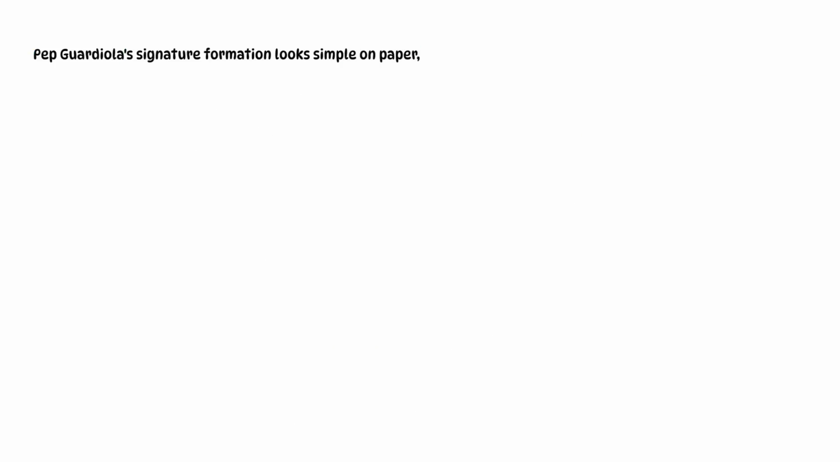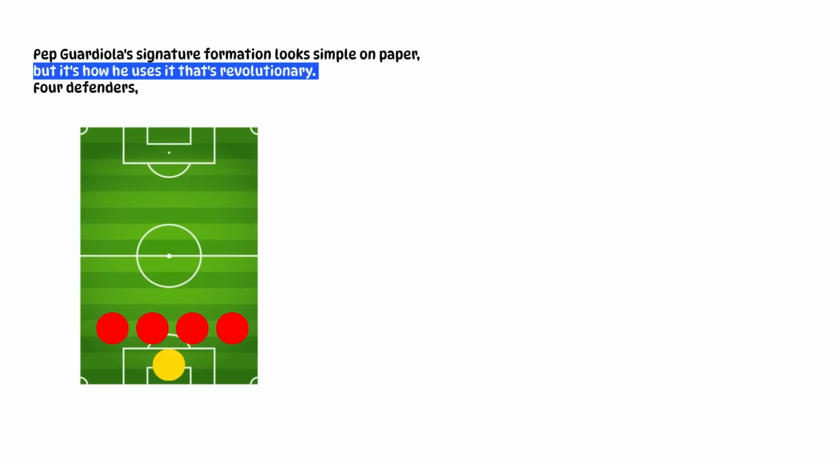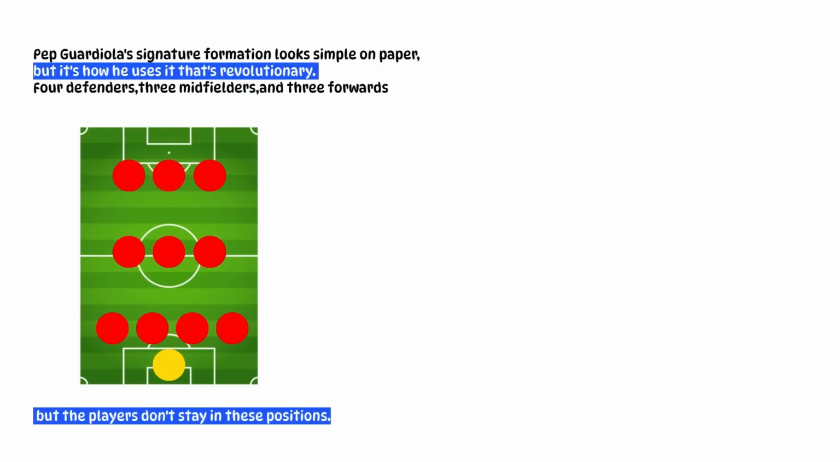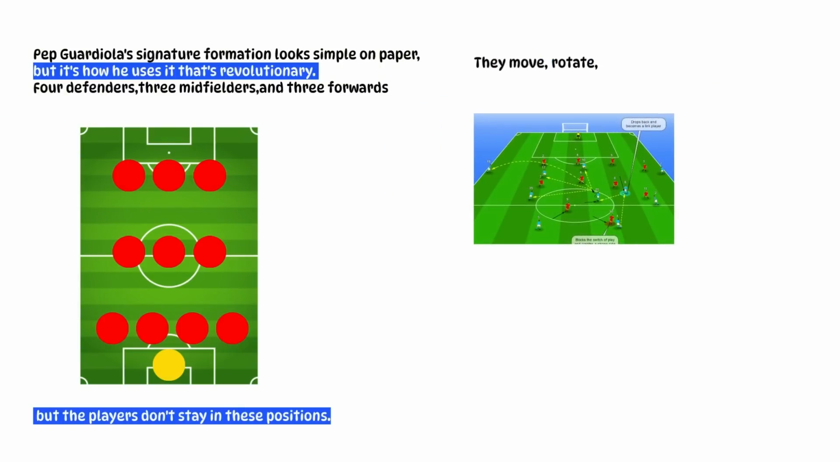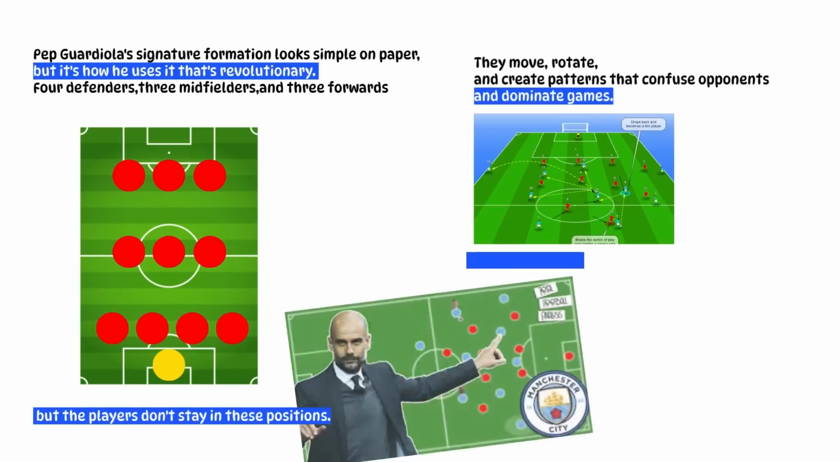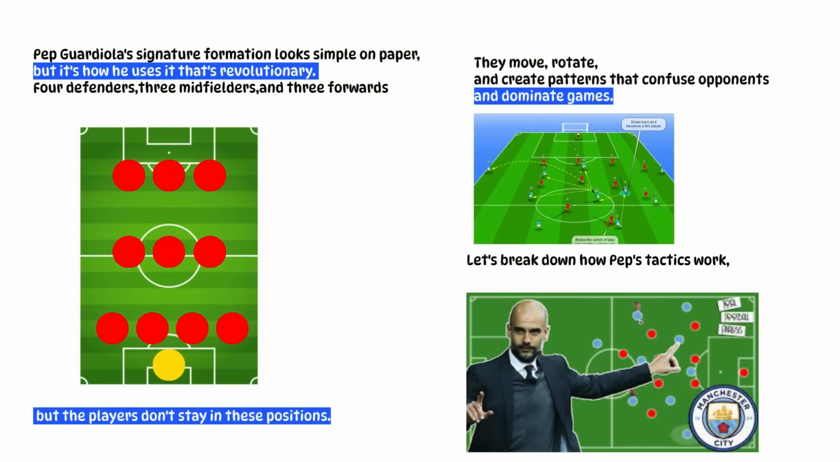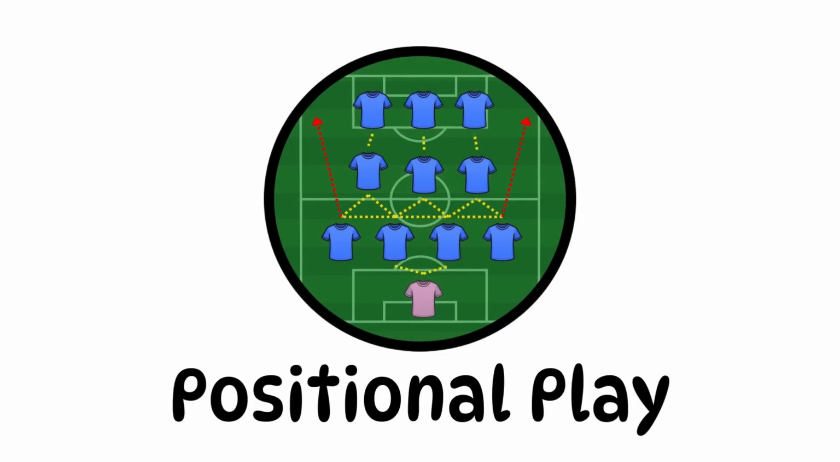4-3-3. Pep Guardiola's signature formation looks simple on paper, but it's how he uses it that's revolutionary. 4 defenders, 3 midfielders, and 3 forwards. But the players don't stay in these positions. They move, rotate, and create patterns that confuse opponents and dominate games. Let's break down how Pep's tactics work, starting with the foundation of everything he does: positional play.